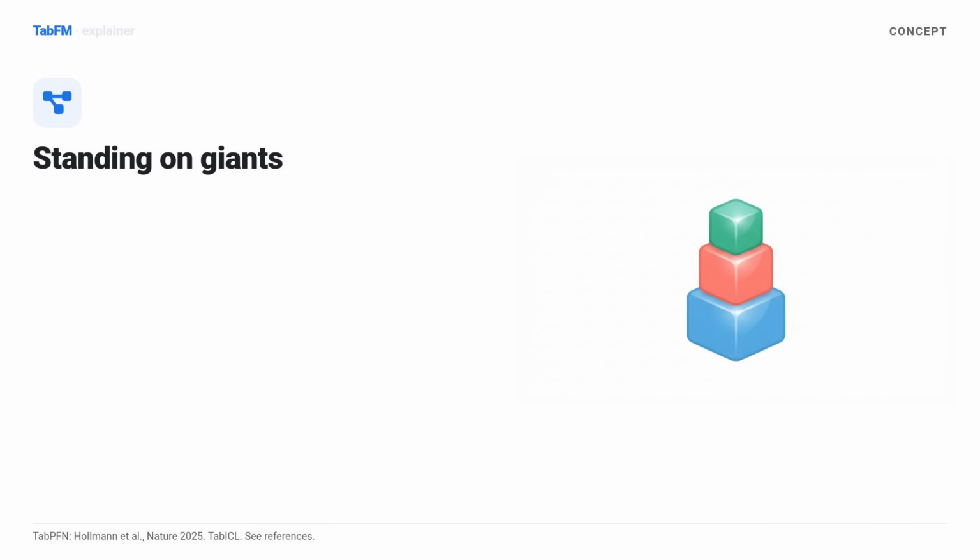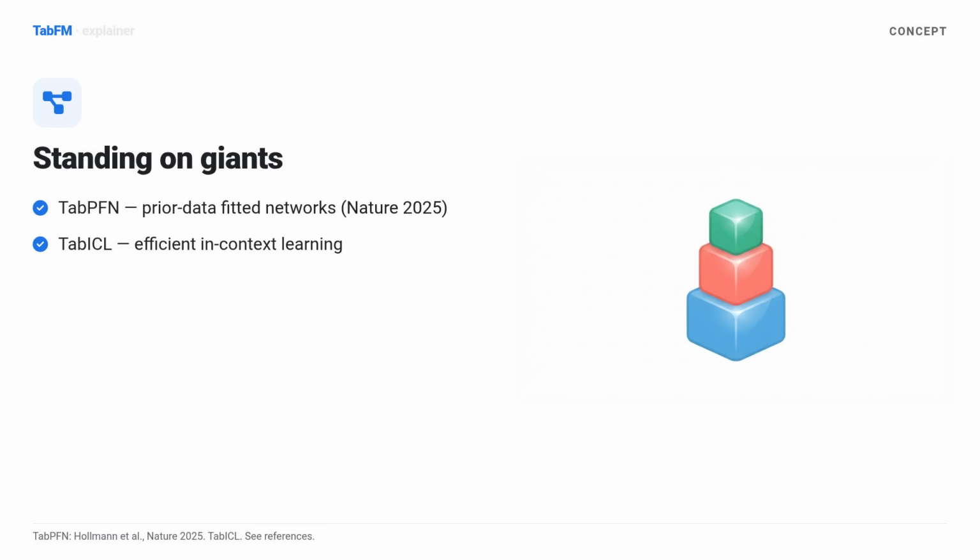TabFM did not appear from nowhere. It builds on TabPFN, the prior data-fitted network published in Nature, and on TabSCL's efficient in-context learning. TabFM fuses their ideas and trains them at a much larger scale.